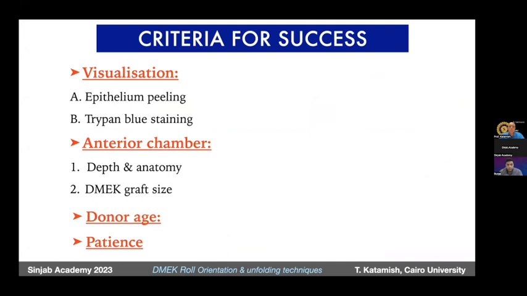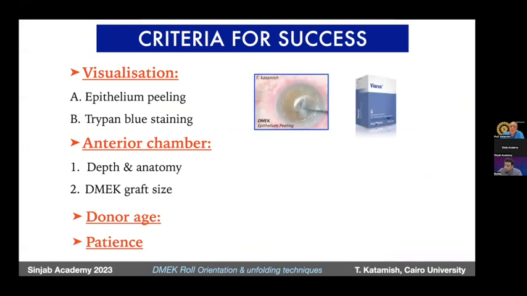So for the criteria for success in unfolding, you should have the following. You should have proper visualization. You have to see your DMEK graft, how it behaves. So how to make proper visualization? By epithelial peeling and by proper staining of the DMEK graft for 2 to 3 minutes. I want to emphasize that the S mark is not for visualization, it is for orientation. To see your DMEK graft, you should stain it for at least 2 minutes.